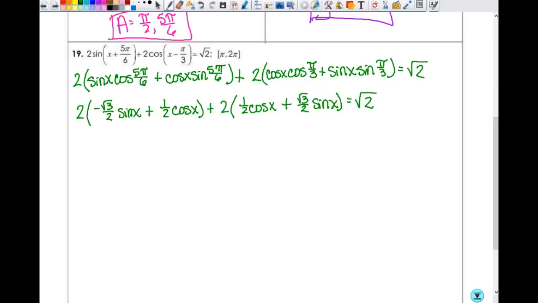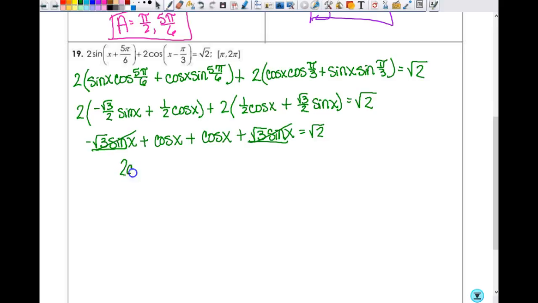So now I distribute my 2's. When I distribute it in here, I end up with a negative square root of 3 times the sine of x plus 2 times 1/2 is 1, so it's cosine of x, plus distribute this one. That's just going to give me cosine of x, plus distribute that. I get the square root of 3 times the sine of x equals square root of 2. All right, so this is a negative and a positive of the same thing. Those cancel out. So I'm left with just 2 times the cosine of x equals the square root of 2. Cosine of x is equal to the square root of 2 over 2.